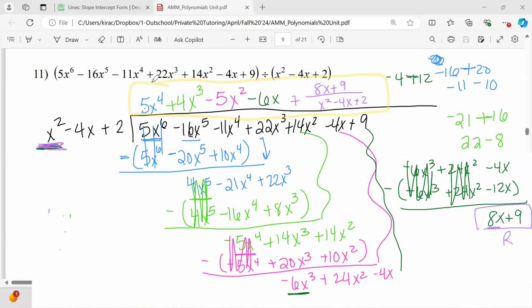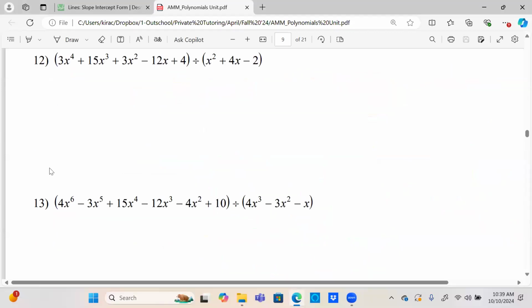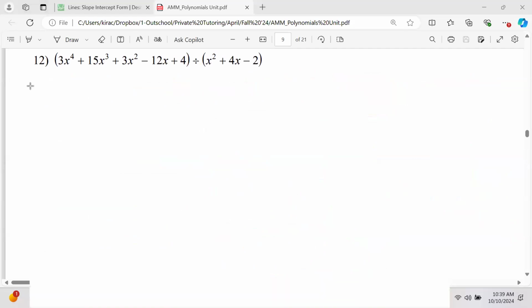Okay, just a couple more. Number 12. This again will be long division.